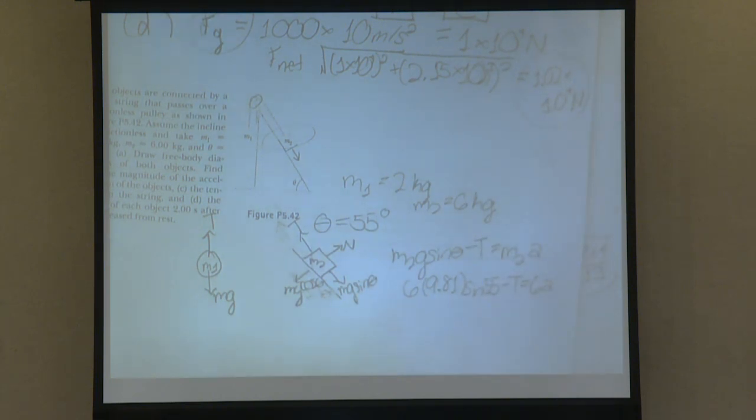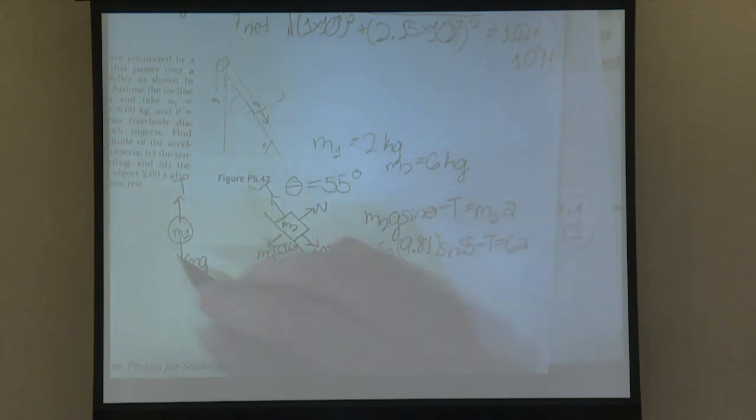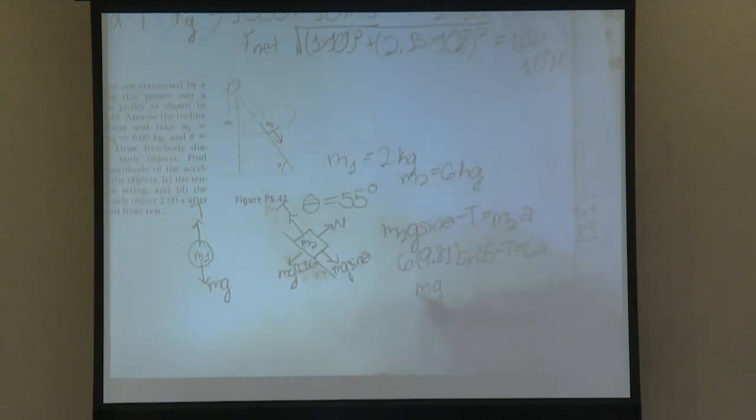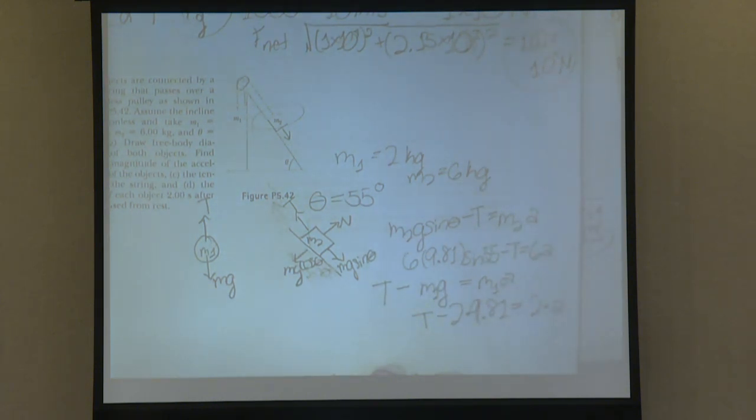And we don't know what tension is yet, so we can use our formula for mass 1 to find that. The only forces on mass 1 are mg and tension. So in the y direction, it's going to be balanced out. What you want to do is find that T minus mg is going to be equal to m1a. So T minus 2 times 9.81 is going to be equal to 2 times the acceleration. And the acceleration for both of the objects will be the same.